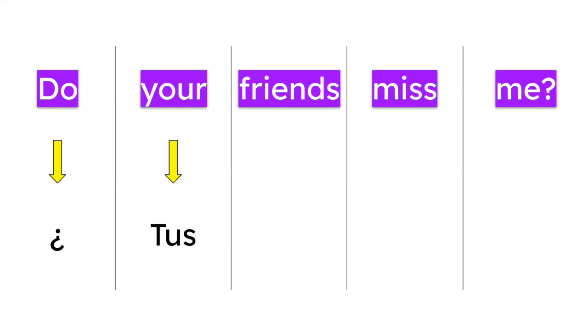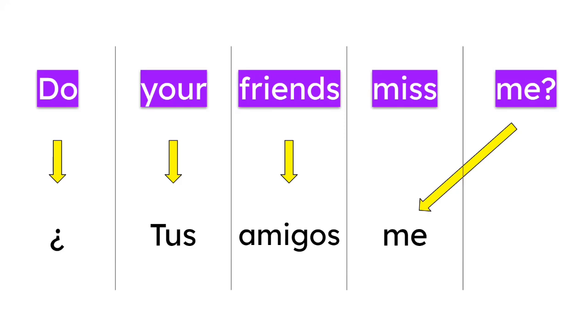tus. And why is this? Because the next word is in plural. Friend is amigo, and plural is amigos, right? If the word was "friend," your friend, then the translation would be tu amigo. But in this case, it's not. This is plural, so tus amigos. Now, me, that's right. Me, and the verb to miss is extrañar. Extrañar, and this is a regular verb.